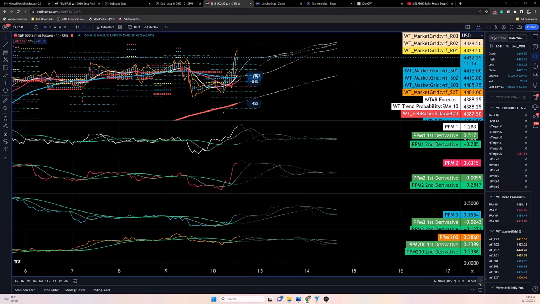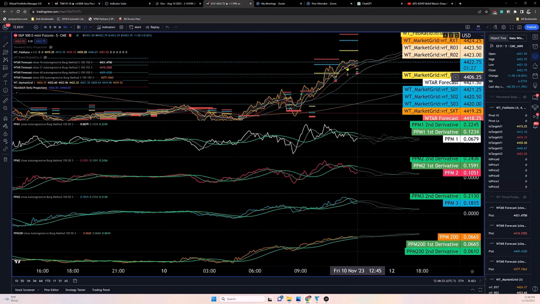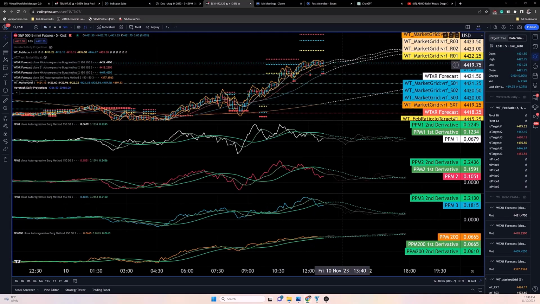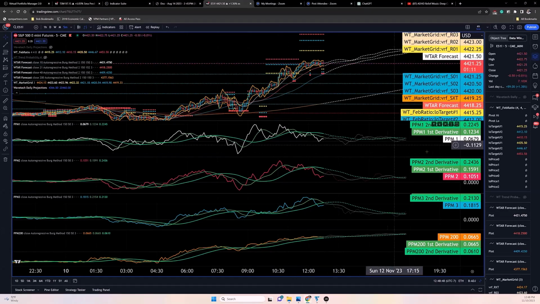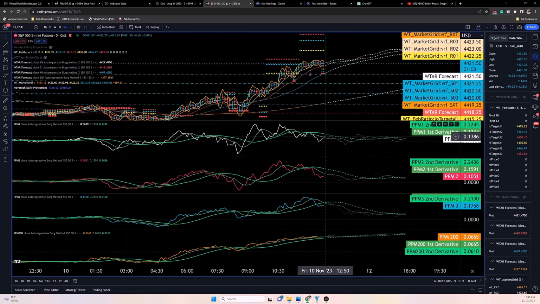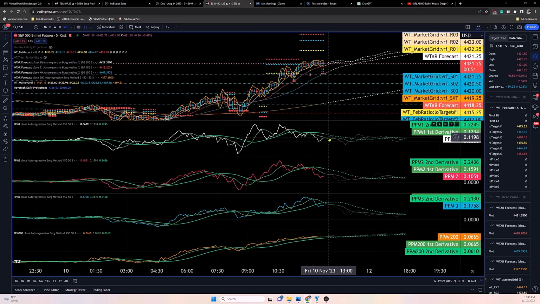So let's go over to the 5 minute. This is interesting. The 5 minute still has an upward slope. It's not really confirming. So we're not getting that confirmation. We're still plus 0.6 on PPM 1, but it's flat to going up on this next. It's forecasted to cross the first derivative. We're not getting a downtick here yet.